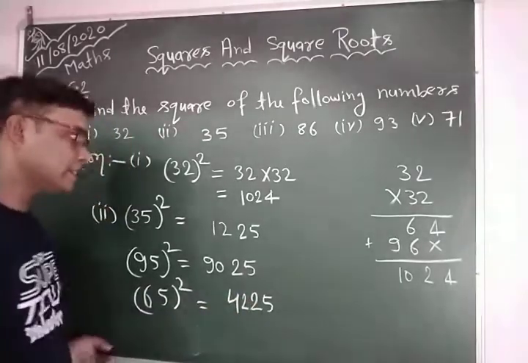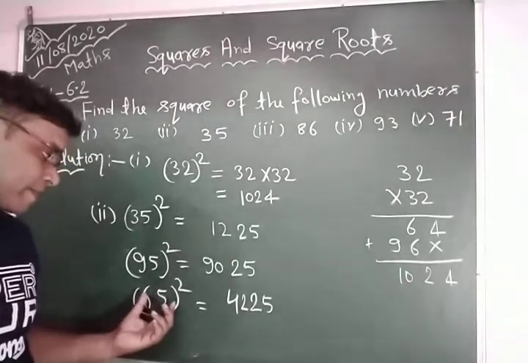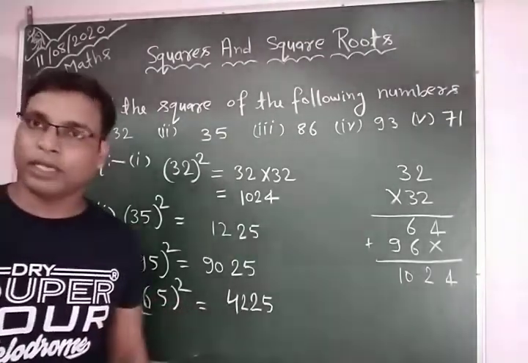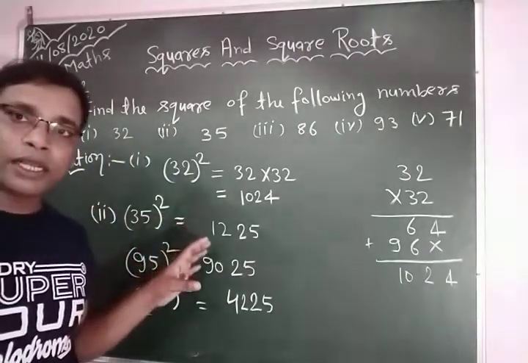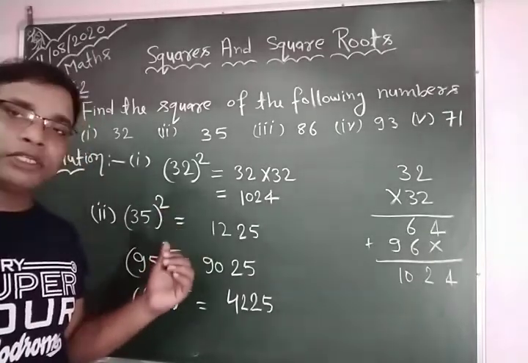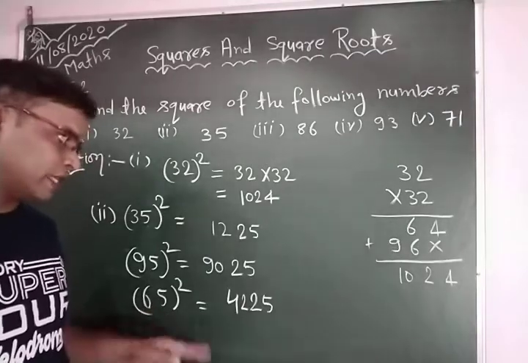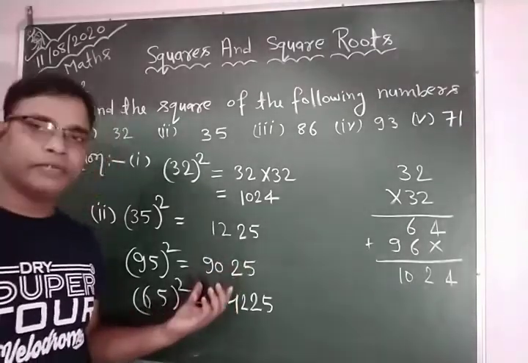Okay, so you can say the square of 65 is 4225. So in this way you can find the square of any number whose unit digit is 5. Okay, without actual multiplication you can find it very easily.